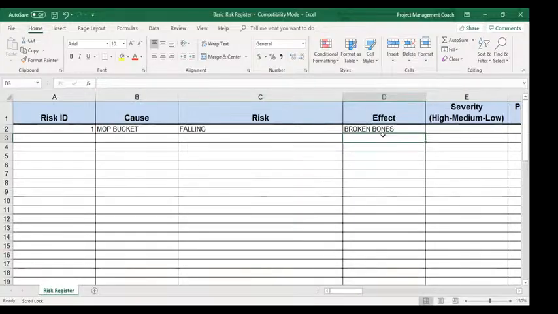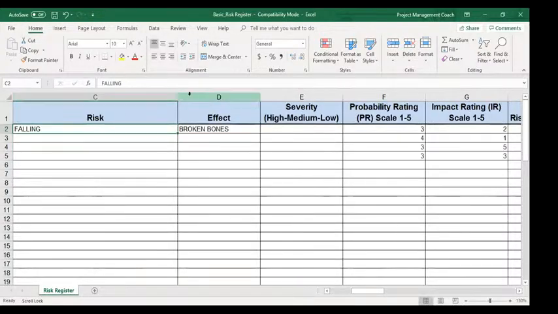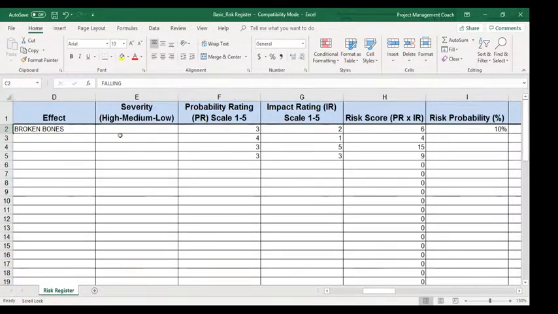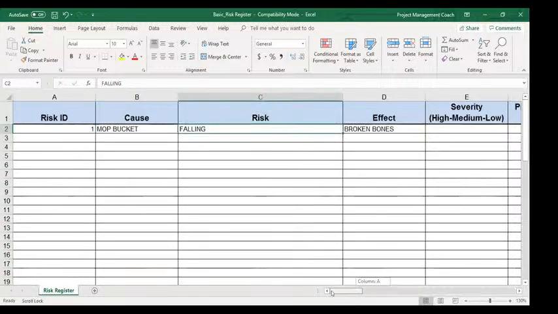Okay, so you could have multiple effects from one risk. You could also have multiple causes of a risk. And what your main goal is in finding the cause is to eliminate the root cause. If you eliminate the root cause, then you are invariably taking care of the risk.